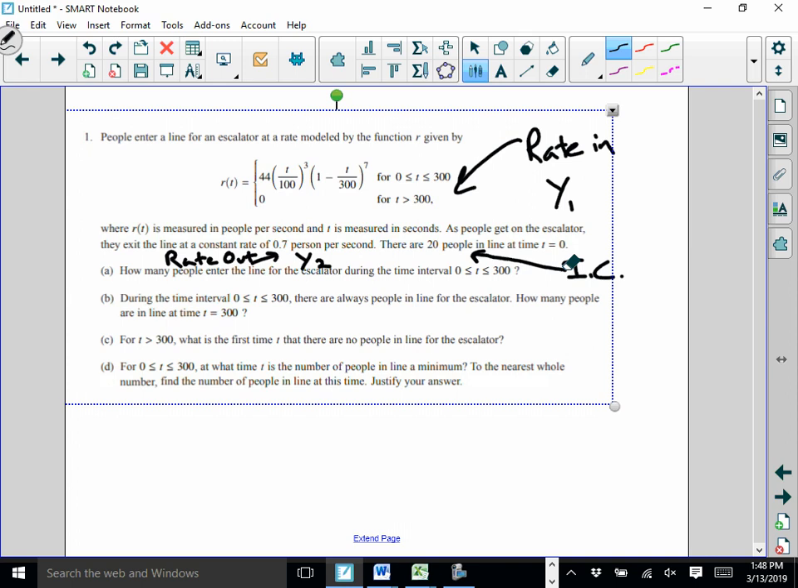Okay, A says, how many people enter the line for the escalator during the time interval between 0 and 300? So I just want to know how many people got in line. Now, does that have anything to do with the initial condition? No, there were 20 people there, but that means nothing in terms of how many people got into line. They were already there. It also has nothing to do with how many people exited the line. This solely relies on the rate in. Okay? So what I need to do to the rate in is I need to integrate the rate in on the time interval given.